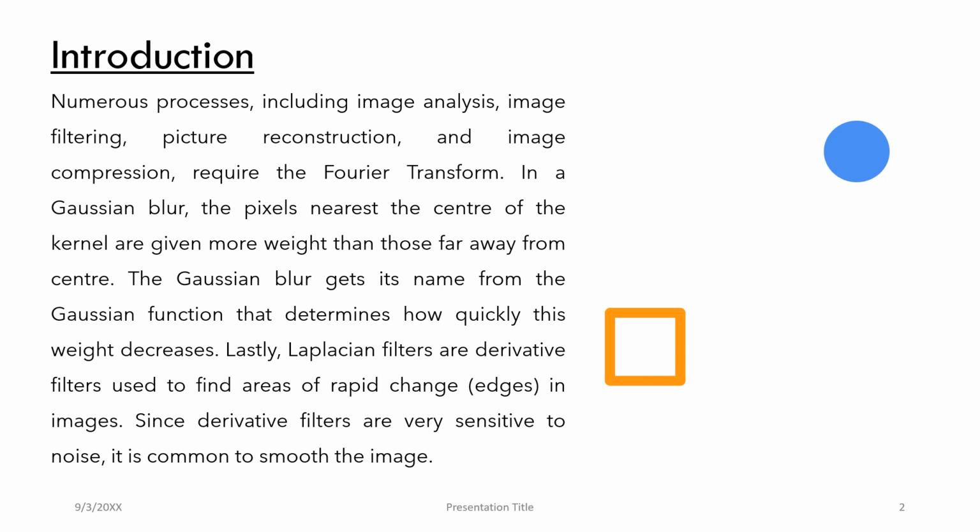Laplacian filters are derivative filters used to find areas of rapid change, edges, in an image. Since derivative filters are very sensitive to noise, it is common to smooth the image.